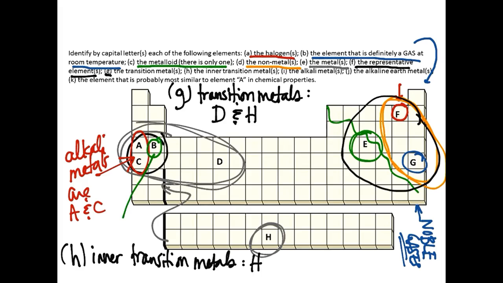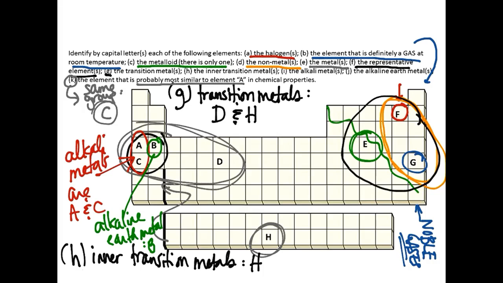The last question here, the element that is probably most similar to element A in chemical properties is going to be element C. It's going to be whatever is in the same column or family or group, right? So it's going to be C. Now we're going to move on.